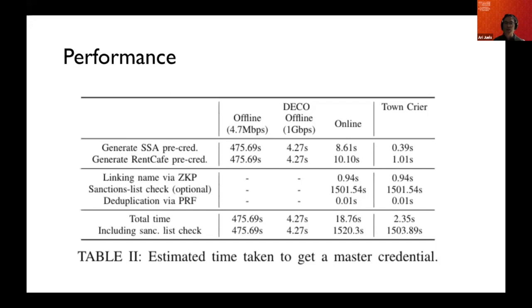All of these things, with the exception of generating that proof, are much faster if you use trusted hardware, if you use Town Crier, and you don't need an offline phase to do it. But again, the catch is if you're going to use trusted hardware, you need to trust the hardware.